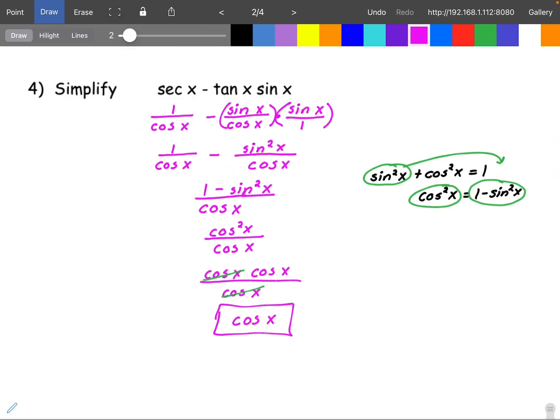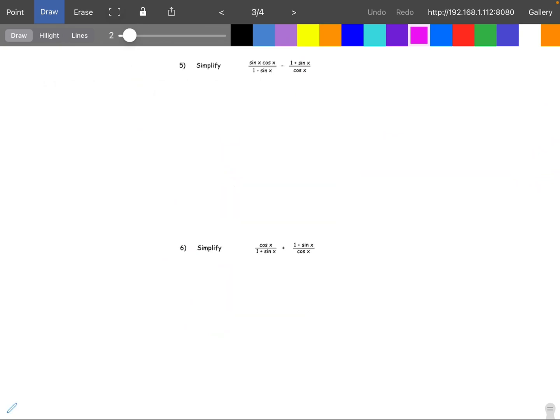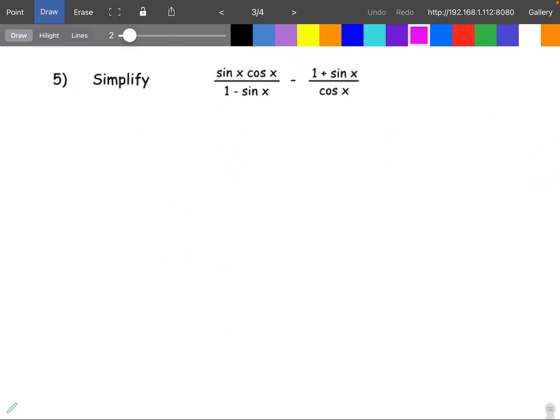All right, so that was our second trig identity problem. So hopefully we're able to follow this, and like I said, it's not going to be super easy at the beginning. You're going to struggle a little bit, but just keep practicing and you'll get there. All right, let's take a look at something else.